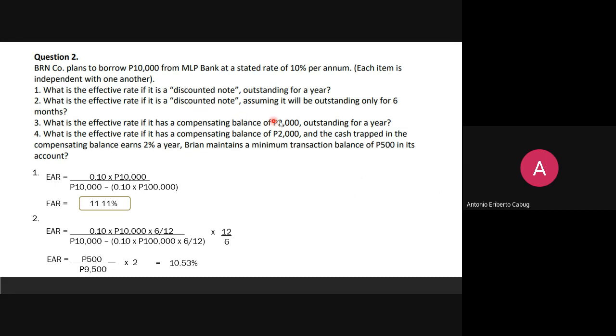So in essence, you didn't borrow the entire 10K. Although you borrowed 10K, you're only allowed to withdraw 8,000. So in arriving at number 3, the effective annual rate, that's 10% of 10K, divide it by 10K minus 2K. 10 minus 2. No? So 10% of 10K divided by 8K. So that would give you 1,000 over 8K. That's 12.5%. Very good.